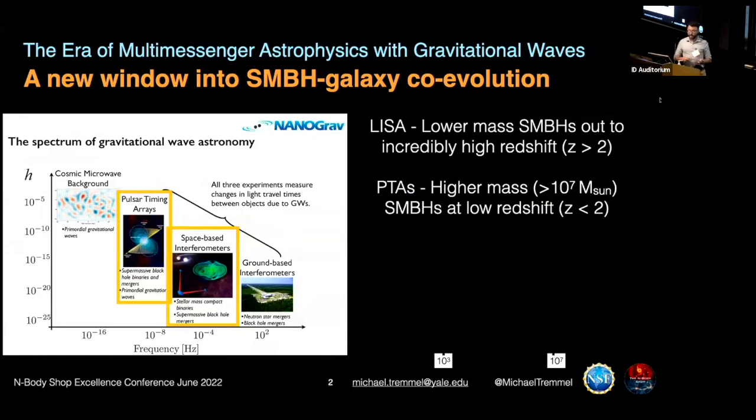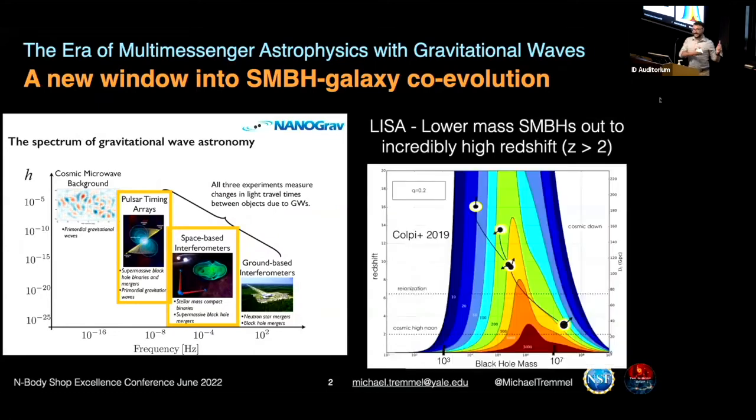And this is really cool. In particular, LISA's great, and this is, again, another plot that Jillian already showed, because it will be able to see so far back in time and will be able to see small black holes. In fact, the bread and butter of LISA is going to be these low mass black hole mergers that result from low mass galaxy mergers at high redshift. This is going to be the majority of the LISA data stream, and it's going to be what tells us the most about black holes at high redshift, which is really exciting.